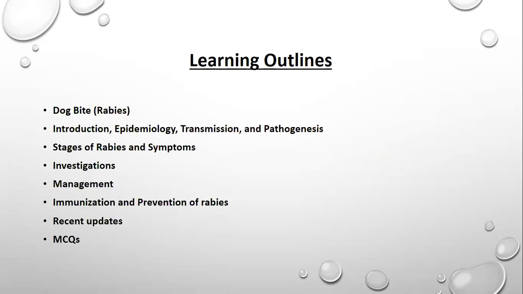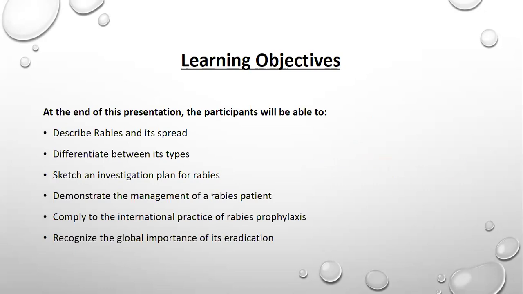Dr. Saira Afzal. Learning outlines include dog bite, introduction, epidemiology, transmission and pathogenesis, stages of rabies and symptoms, investigations, management, immunization and prevention of rabies, recent updates, and MCQs. Learning objectives: at the end of this presentation, the participants will be able to describe rabies and its spread, differentiate between its types, sketch an investigation plan for rabies, demonstrate the management of a rabies patient, comply with the international practice of rabies prophylaxis, and recognize the global importance of its eradication.